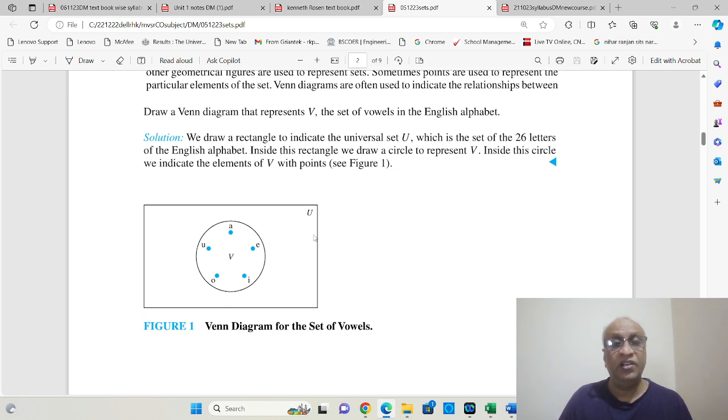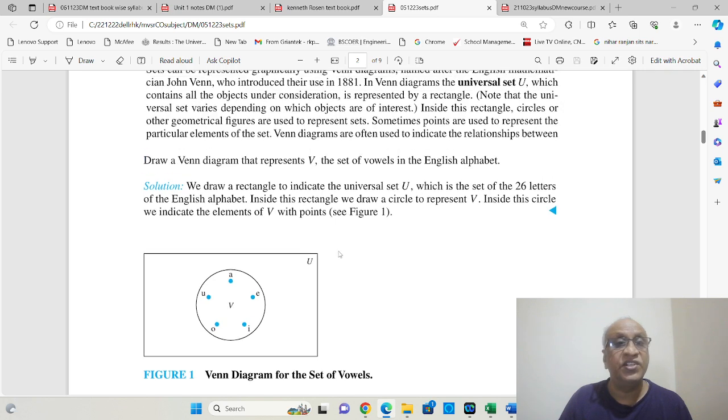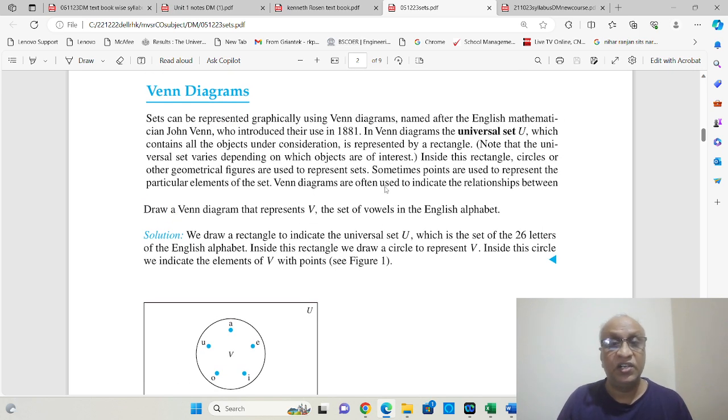So this is the Venn diagram representation. How are we representing a Venn diagram? This rectangle indicates the entire universe. This universe is indicated by U, and inside you have circles. These circles will be indicating a set.